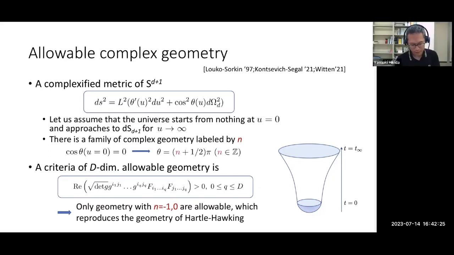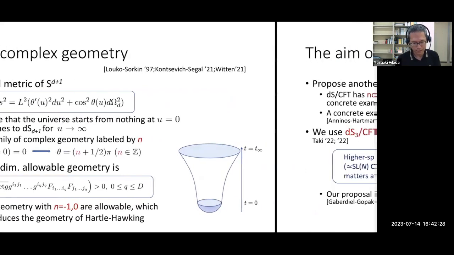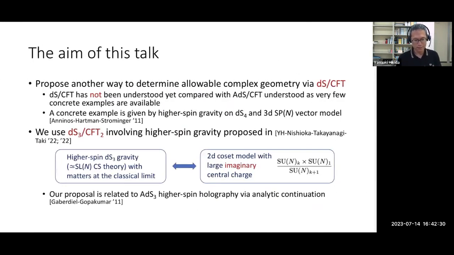Yeah. So actually, this is one of the motivations why we started this project. We want to propose a different way to determine allowable complex geometry. And here we use the dS/CFT correspondence we have proposed recently. The dS/CFT correspondence is not well understood, so maybe this kind of work also reveals properties of it. This is actually my main motivation.